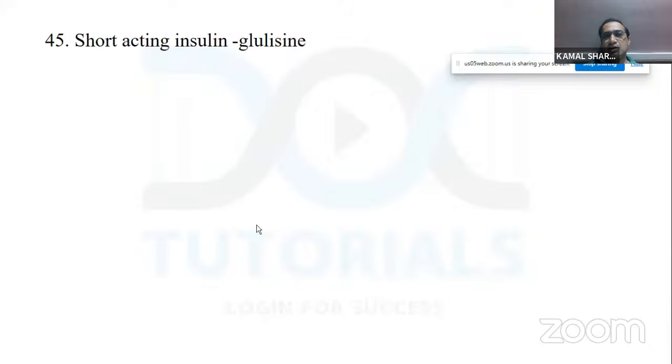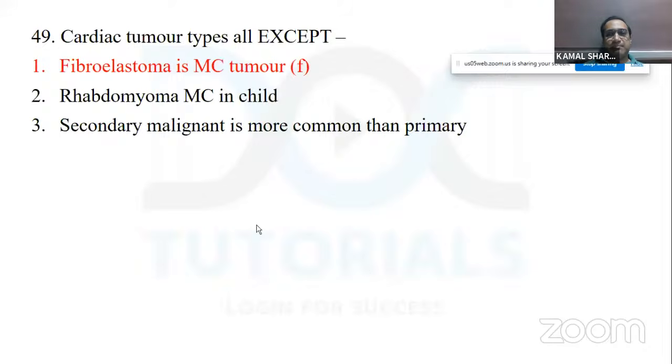Another interesting question, glulisine was asked, a short-acting insulin. I'll just skip it for the medicine team to take it up with you, or our endo team to take it up with you.